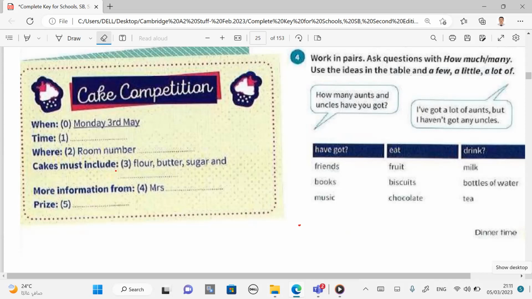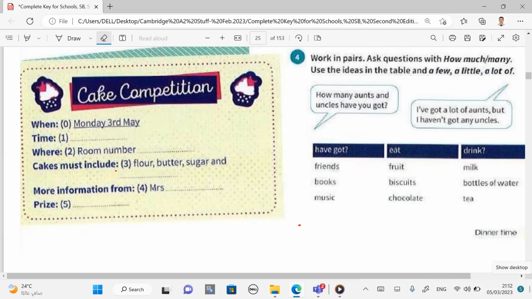The competition will be in the room next to the school kitchen. That's room 425. You can ask for directions from room 101 near the front entrance. All cakes must include flour, eggs, butter and sugar. You can include other things too, like fruit or chocolate if you want.